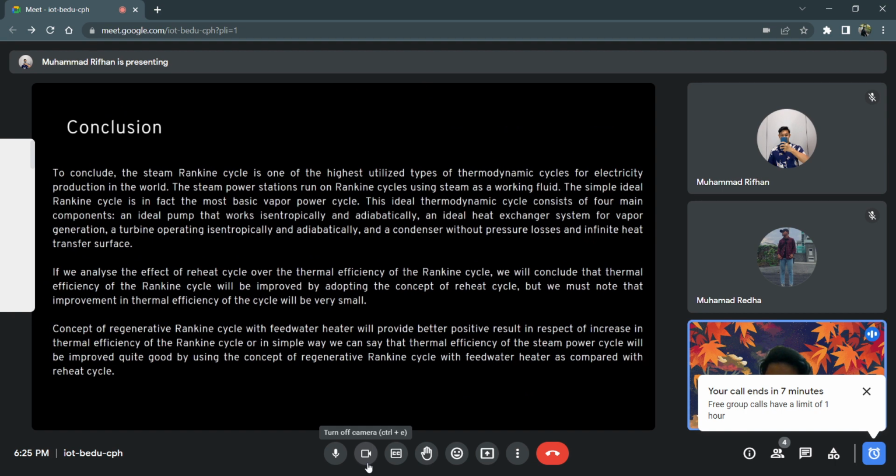The concept of the regenerative Rankine cycle with feed water heater will provide a better positive result in respect of increase in thermal efficiency of the Rankine cycle, or in a simple way we can say that the thermal efficiency of the steam power cycle will be improved quite a lot by using the concept of the regenerative Rankine cycle with feed water heater as compared with the reheat cycle.